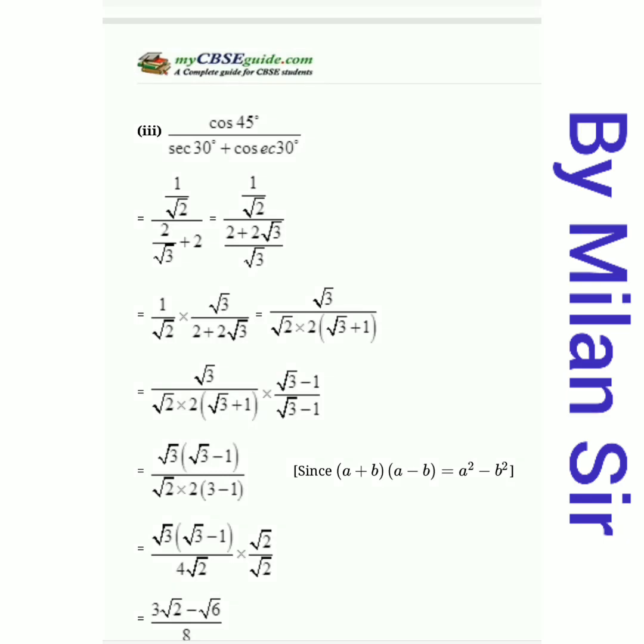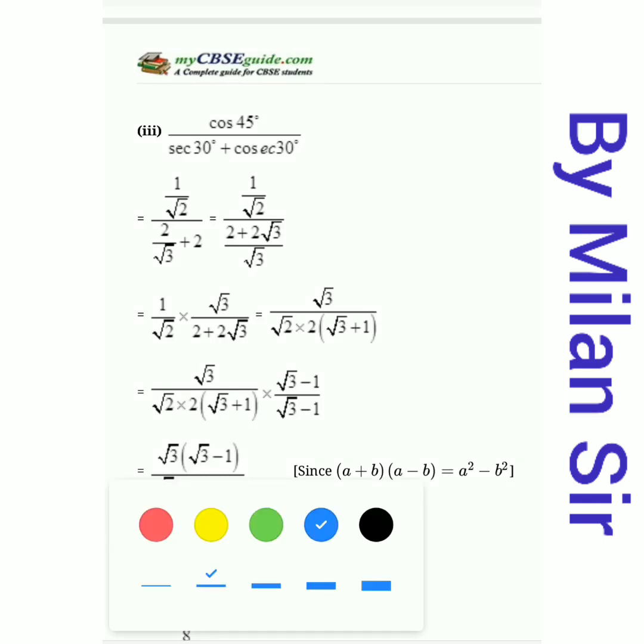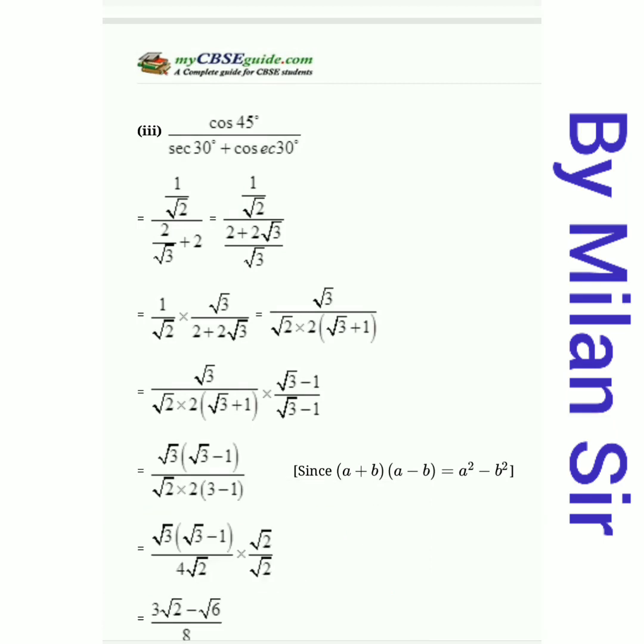Question number 3: cos 45 upon sec 30 plus cosec 30. So put the value of cos 45, it's 1 upon root 2; sec 30 is 2 upon root 3; and cosec 30 is 2. Now take the LCM in the denominator. So the numerator is as it is, and here the LCM gives 2 plus 2 root 3 divided by root 3. Now transfer this denominator to the denominator and the denominator's denominator to the numerator. So root 3 goes in the numerator.